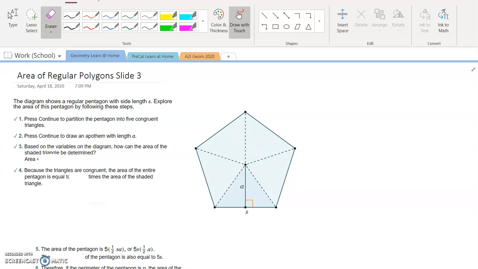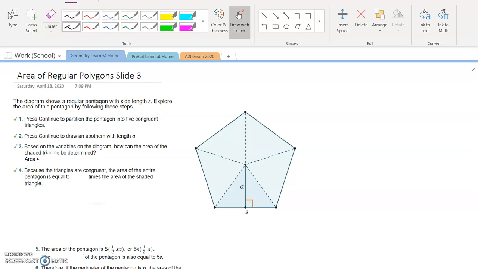Hopefully you've gone through the warm-up, and these are the first slides that you would have to answer on the instruction section of area of regular polygons. So on slide 3, it has a few questions for you about this pentagon. The first one says the diagram shows a regular pentagon with side S already labeled for us. We can also see that we're going to explore some of the other properties as well.